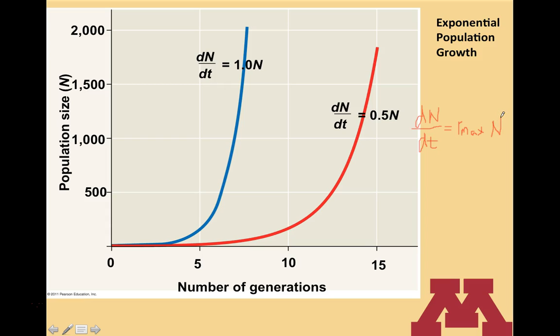So remember, Rmax is the maximum rate of increase, and N represents the population size. And we can see in this graph, don't forget, the x-axis represents the number of generations, and the y-axis represents the population size. As we can see, the exponential population growth curve is a J-shaped curve.